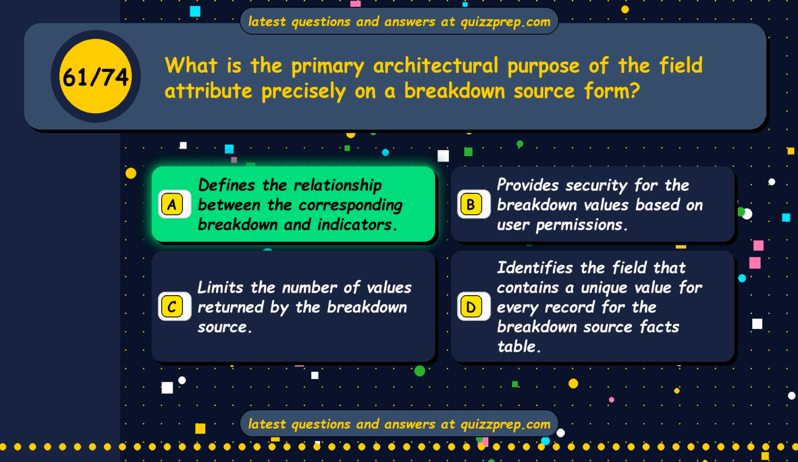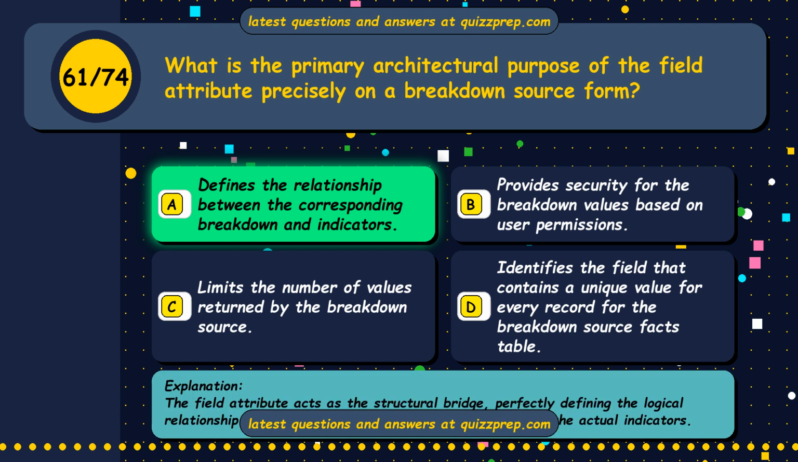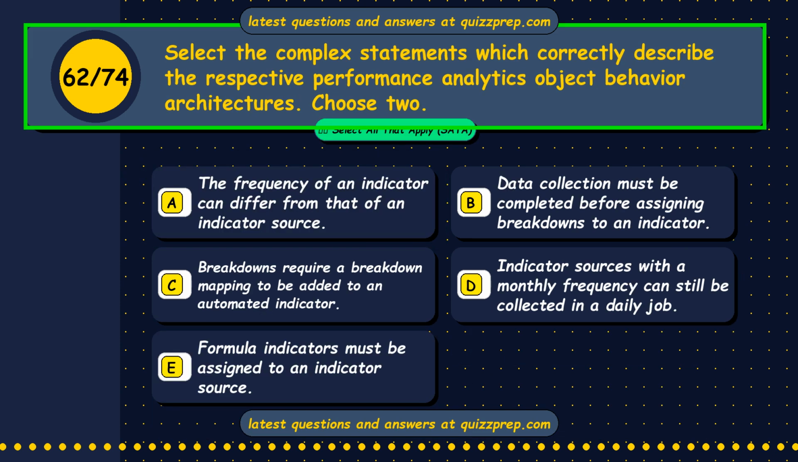The correct answer is option A, defines the relationship between the corresponding breakdown and indicators. The field attribute acts as the structural bridge, perfectly defining the logical relationship connecting the breakdown source data back to the actual indicators.